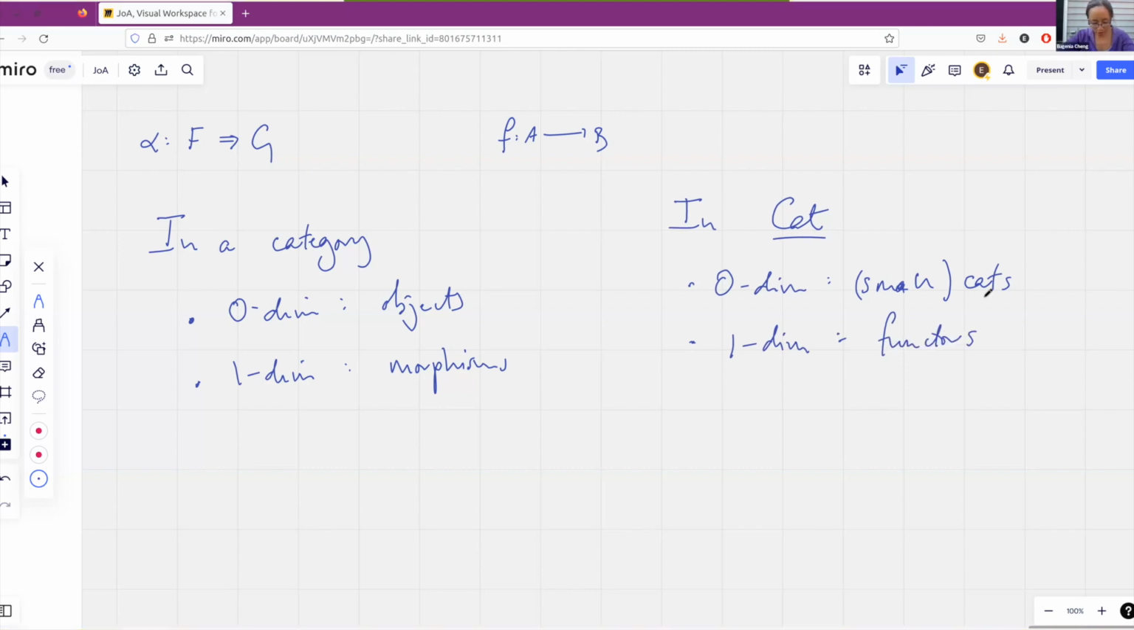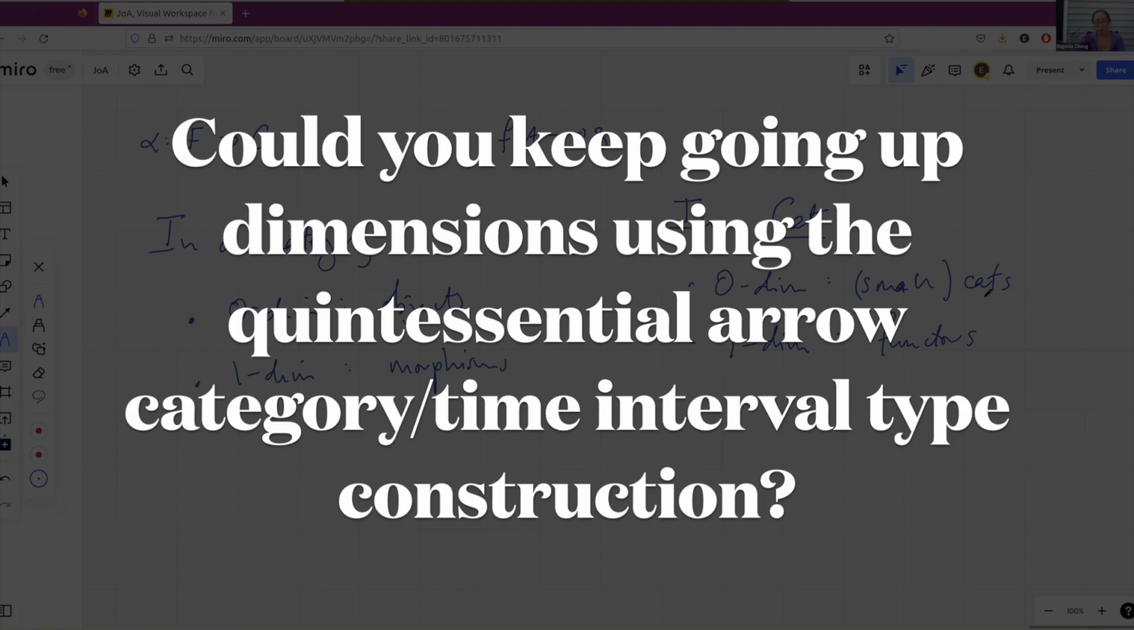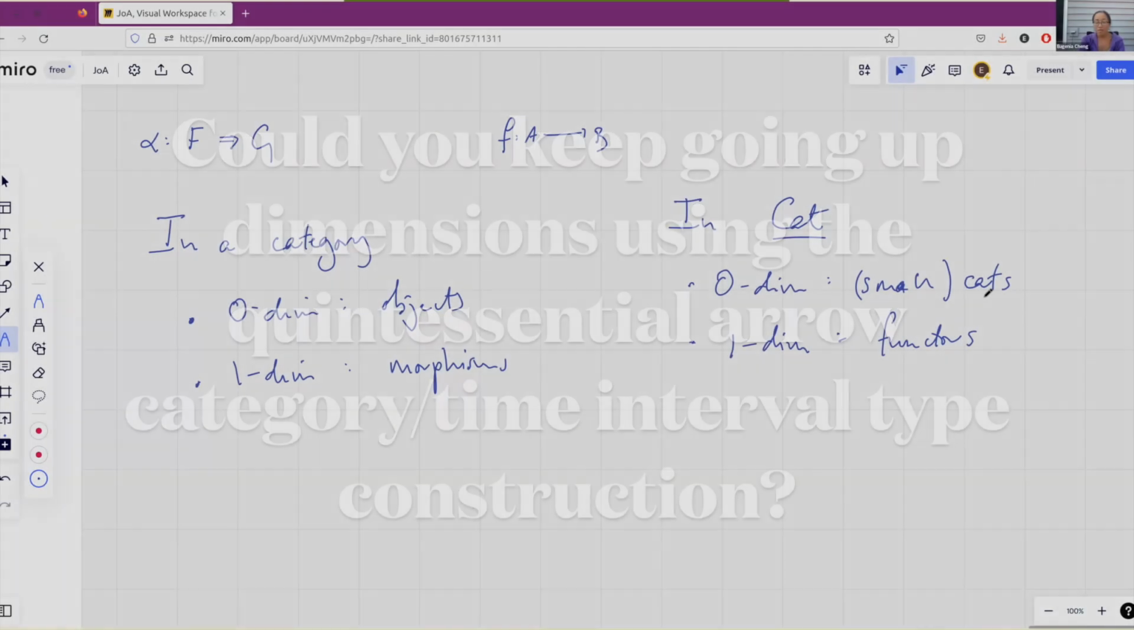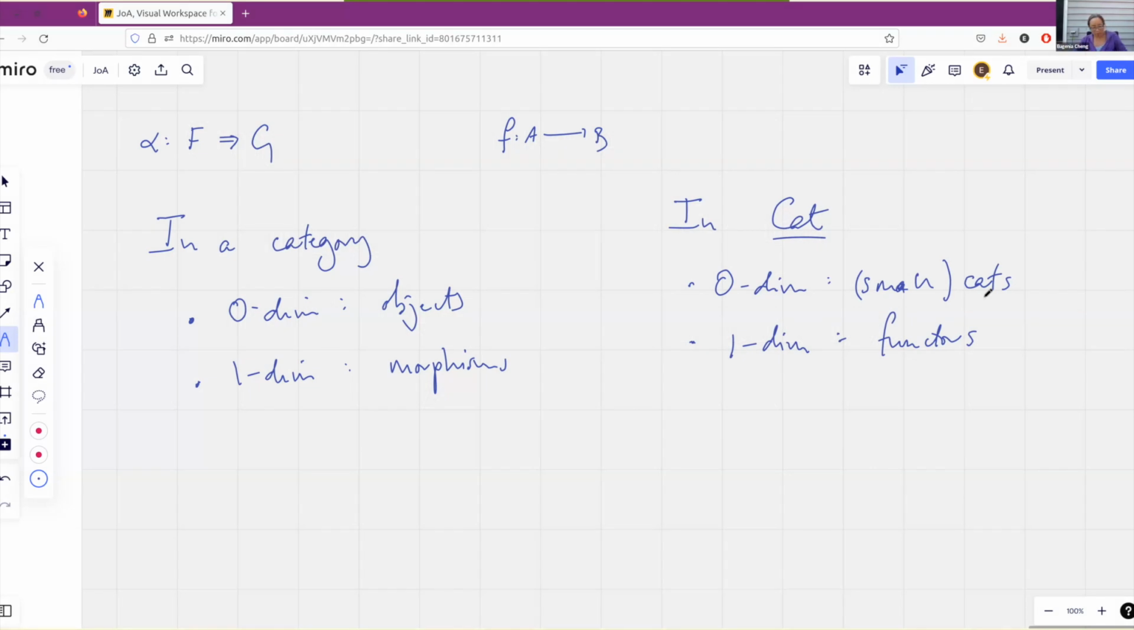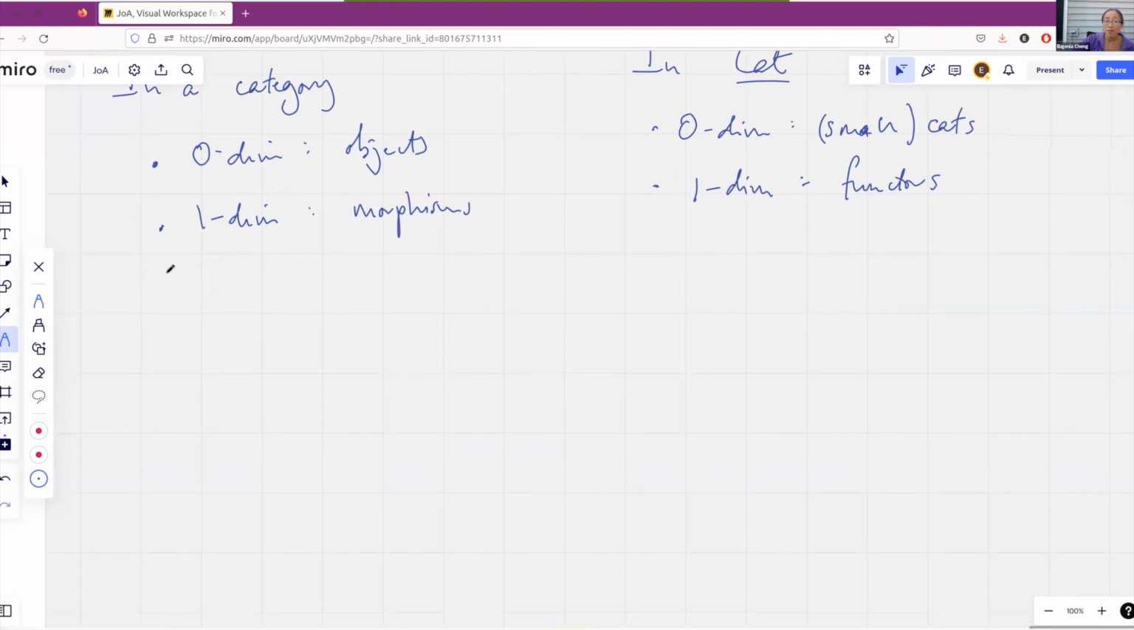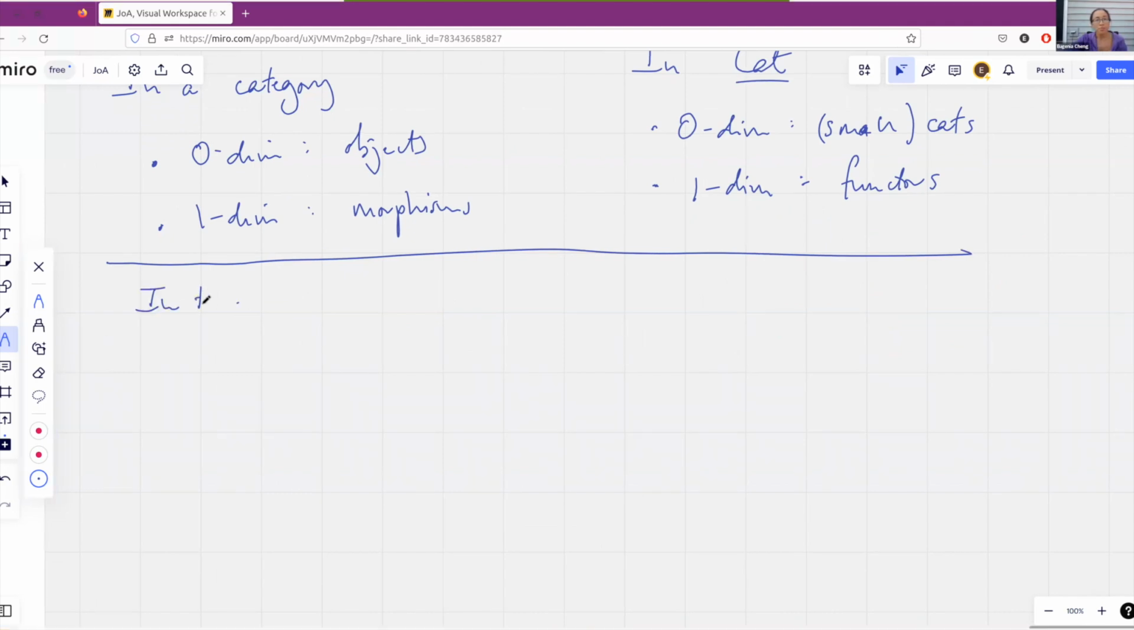Okay, next question. Could you keep going up dimensions by using the quintessential arrow category in time interval type construction? That's a really interesting question. So when you use that interval construction to make homotopies in topology, the thing that's really clever about it is that you can get all dimensions out.